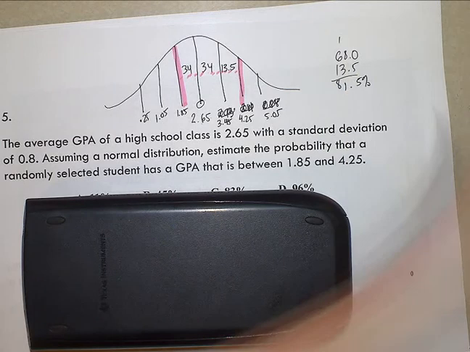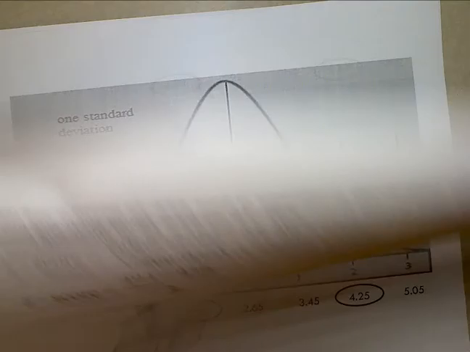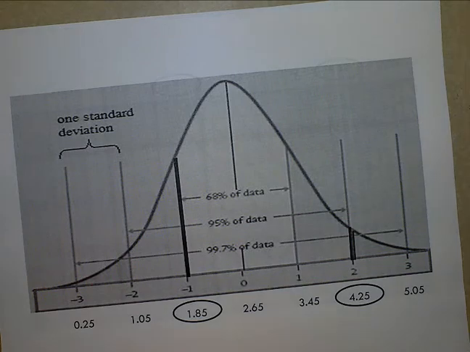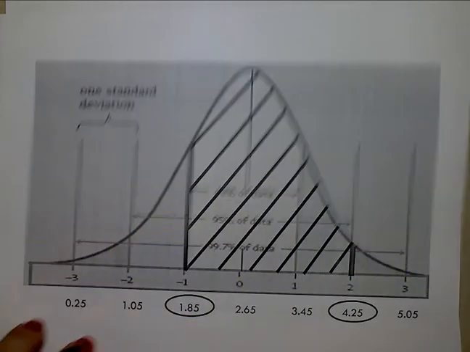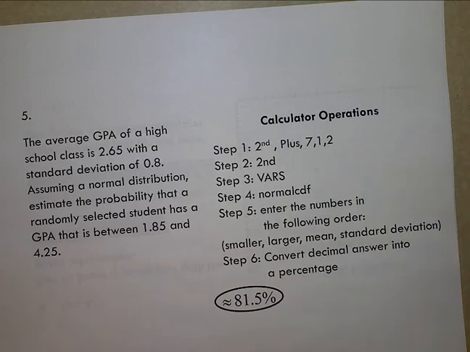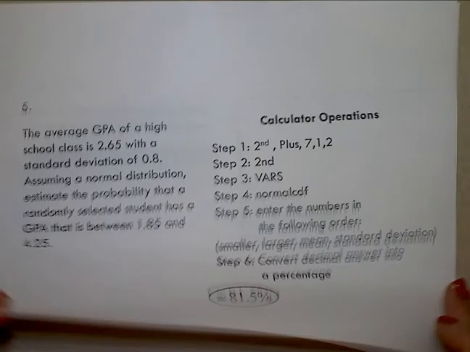Yeah. 81.5%. Do you agree with that answer? Yeah. So we're going in between these two columns, we add it up, and we do come up with 81.5. Okay, going on to number 6.